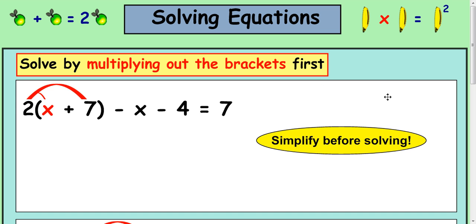In this lesson we're going to look again at equations with brackets. I'm going to look at 3 examples. So let's get to this.